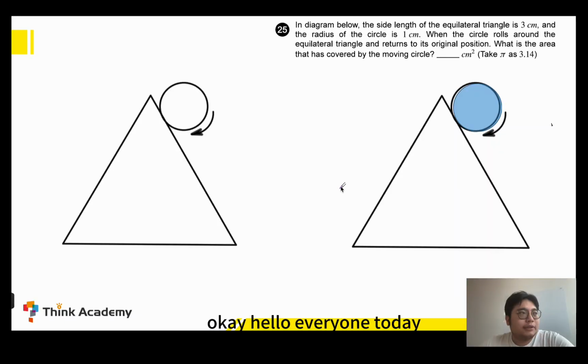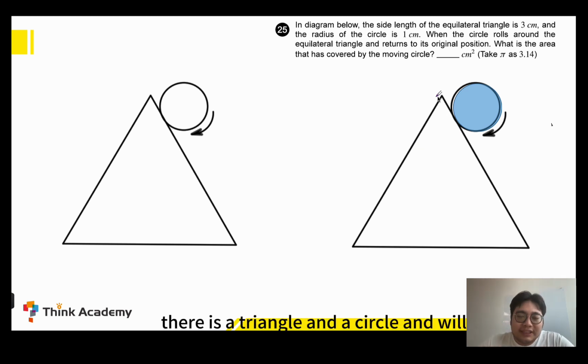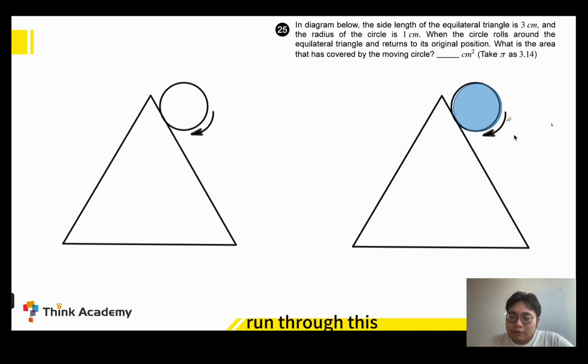Okay, hello everyone. Today let's look at question 25. After reading the question, there is a triangle and a circle that runs around this triangle. So let's first think about how the circle will travel.